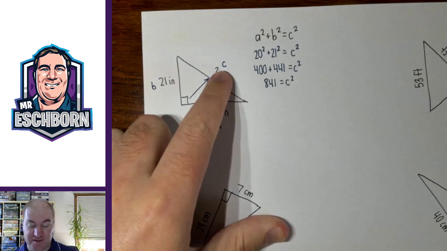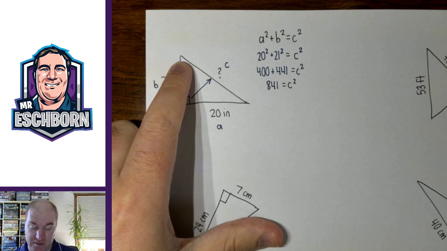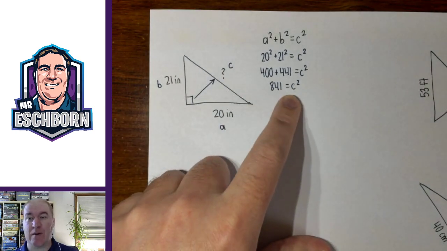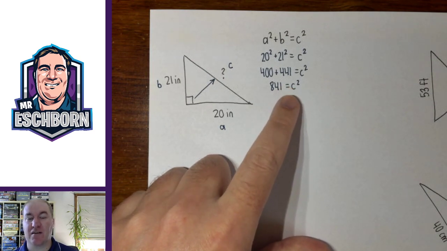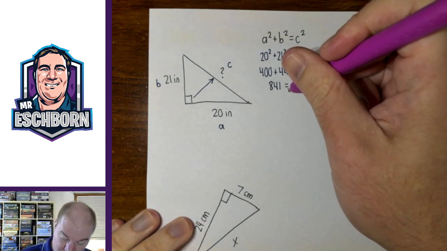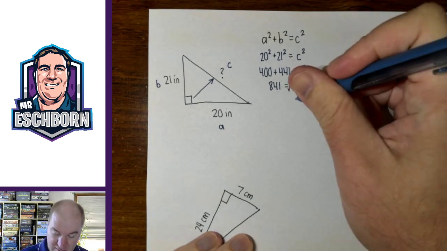Now I want to know what C is. This side is obviously not 841 inches. I want to know what C is, but this problem is telling me what C squared is. So if I want to get rid of that squared, if I want to undo C being squared, the opposite of squaring something is square rooting something. So if I square root C squared, the result of that is C.